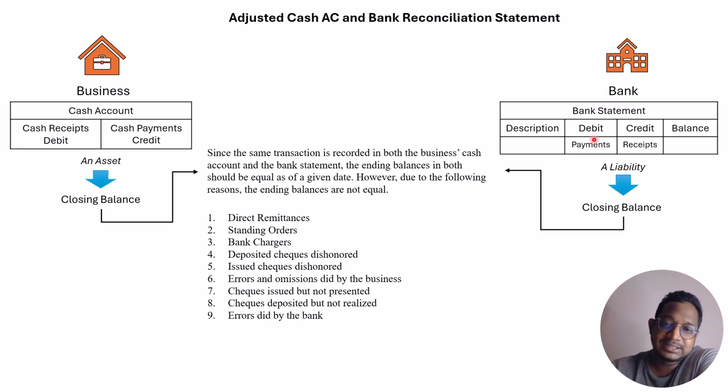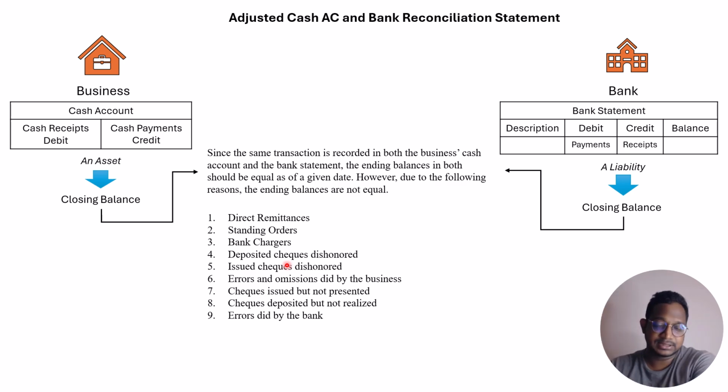So as I discussed earlier, if you are recording the same transactions in the cash account and the bank statement, the closing balances should be equal, right? But because of these reasons, that is not equalizing each other. So in this theory part and in this adjusted cash account and reconciliation statement, actually we have to find out why the closing balances are not equalizing each other, and then we have to adjust that through the adjusted cash account, and some other errors and some other reasons we have to present through the bank reconciliation statement, right?